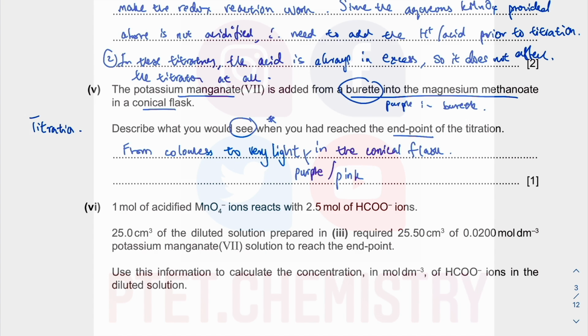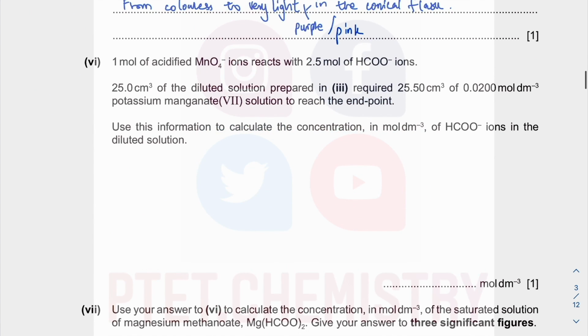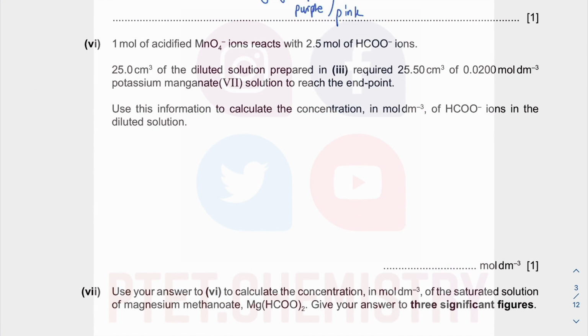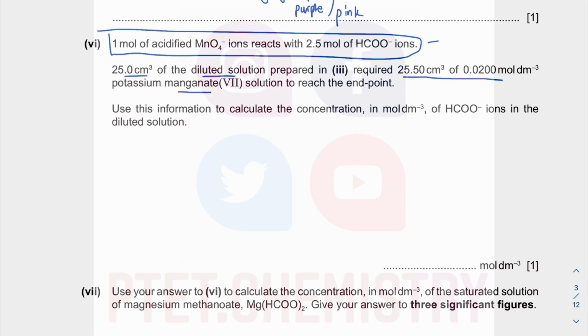So the next bit is about calculation. So you have 25 cm³ of that diluted solution. You need that much potassium manganate 7. They give you the mole ratio, so you can use that. Use this information to work out the concentration of that. So the mole of that to the mole of MnO4 minus, that is 2.5 mole reacts with 1 mole. That is the information given.